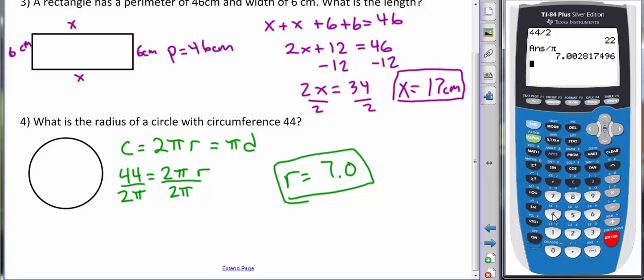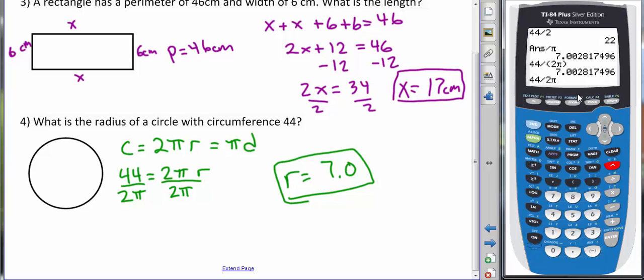Another good way to type this in would be 44 divided by, and then I'm going to put 2 pi in parentheses, and some of you are probably saying, hey, what's going on here? Why do we have to put the 2 pi in parentheses? Well, here's why. The calculator is going to exactly follow order of operations. Multiplication and division are done left to right on the same step. So what I'm showing you right now is the wrong way to enter this.